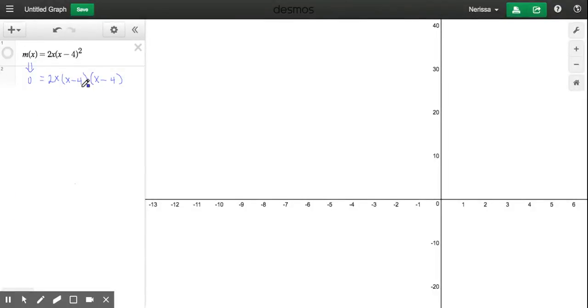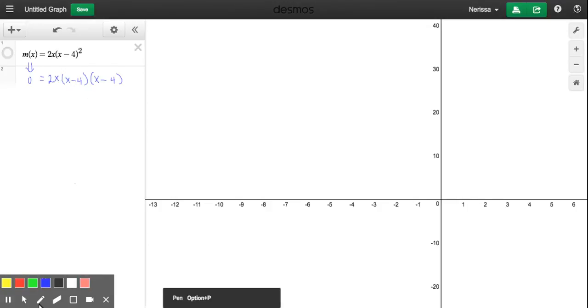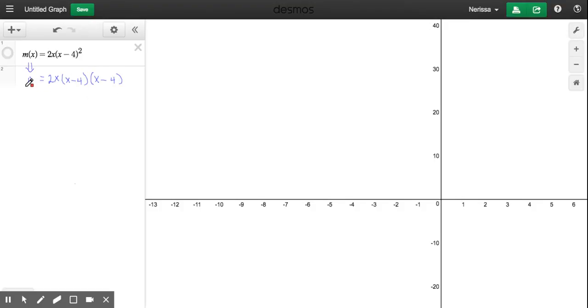So now we see that there are actually 3 factors. 2 of them are identical. So we can only get a 0 product if at least one of these factors is equal to 0. So we say that maybe 2x is equal to 0, or maybe x minus 4 is equal to 0. And we don't have to repeat x minus 4, so we know that we're just going to get the same answer here. So we'll do this only one time.